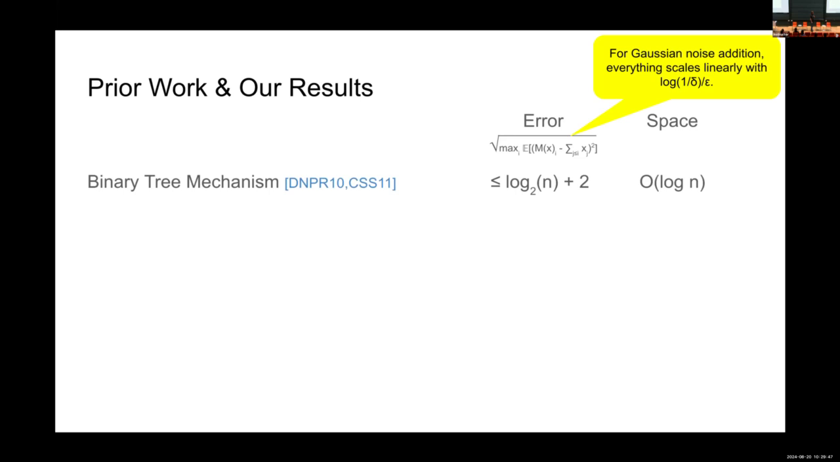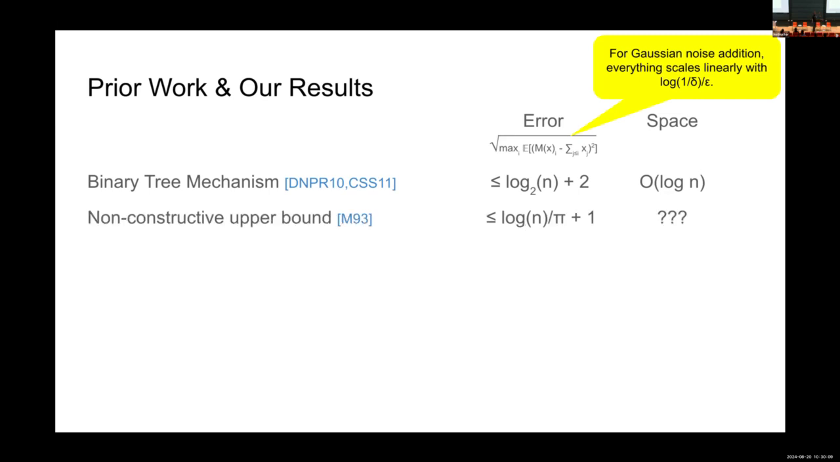Okay, let's go through our results and compare them to the prior work. I'm going to suppress the privacy parameters epsilon and delta. Everything we're doing is just Gaussian noise addition, so I'm going to ignore the factor of how much noise you'd add for a single counting query. The most famous algorithm for continual counting is the binary tree mechanism. Originally it was studied with pure DP, but you can easily replace Laplace with Gaussian. You get an error that is log base 2 of n, and it also has the right space: it's logarithmic.